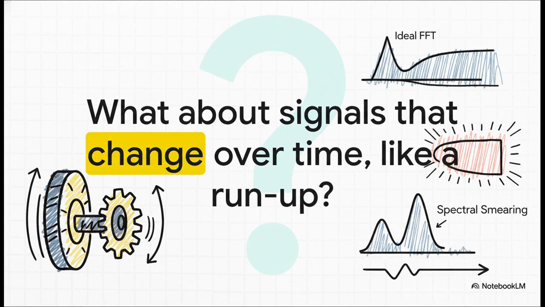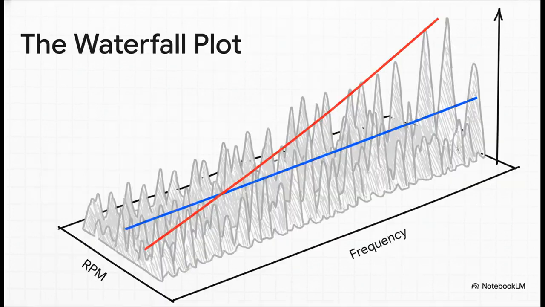Yeah, this is the classic challenge, isn't it? Standard analysis assumes a stable frequency. But during a machine run-up, every frequency that's tied to the shaft speed is a moving target. And this causes something called spectral smearing, where your nice, sharp peaks get blurred across the whole spectrum, making them pretty much useless.